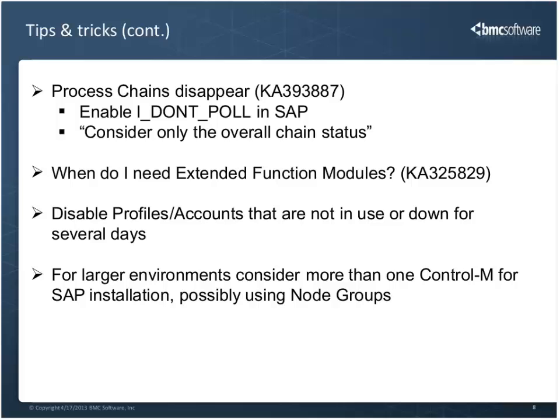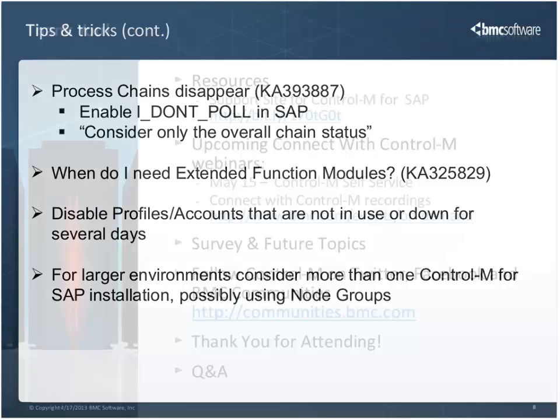Also, for larger environments, if you're running thousands of jobs, it's often a good idea to use more than one Control-M for SAP installation. Put it on several different agents. It might be a good idea to run certain kinds of jobs on one agent, potentially R3 jobs on one agent, or critical process chains on one, and other process chains on another. You can also use node groups from the Control-M side, which lets you do some load balancing to those multiple agents that you've got installed.